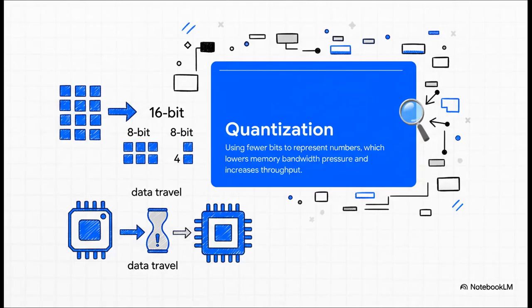So what are we actually doing when we quantize? We're taking the numbers inside the model, its weights, and we're representing them with fewer bits. Instead of a big, clunky 16-bit number, we use a sleek 8-bit or even a tiny 4-bit number. The less data you have to move, the less pressure you put on that memory conveyor belt, and the faster everything gets. It's as simple as that.